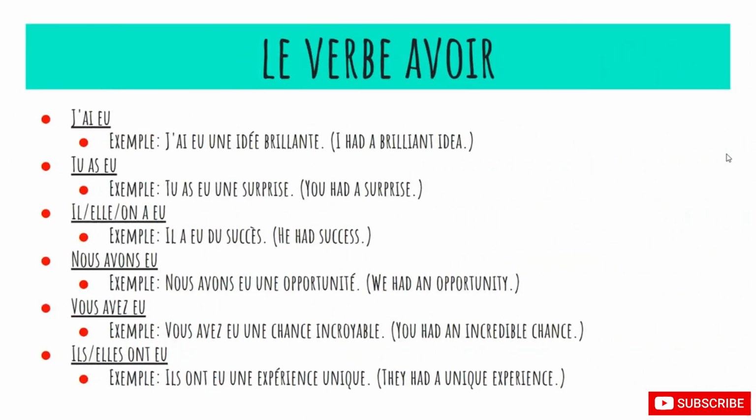This is some example with the verb avoir au passé. So, j'ai eu. J'ai eu une idée brillante. I had a brilliant idea. Tu as eu une surprise. You had a surprise. Il a eu du succès. He had success.